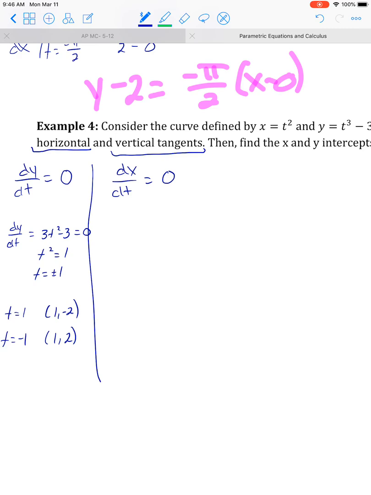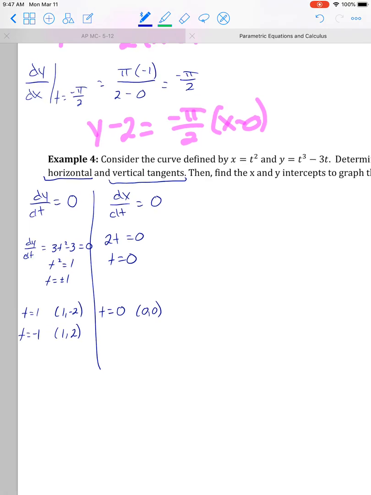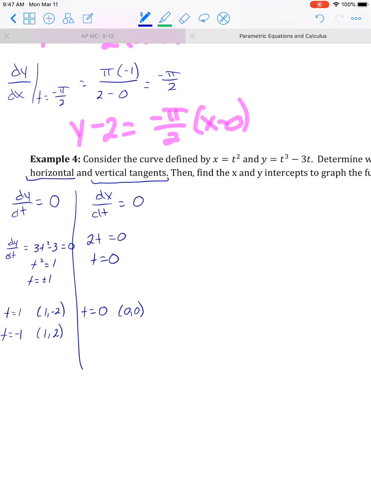Need to do the same thing for a vertical tangent. So I need to set dx/dt equal to 0. So dx/dt is 2t. So t equals 0. That's again a when. So t equals 0 gives me an ordered pair of (0, 0). I'm just plugging in for x and plugging in for y. Boom. So that's where I'm horizontally tangent, where I'm vertically tangent.